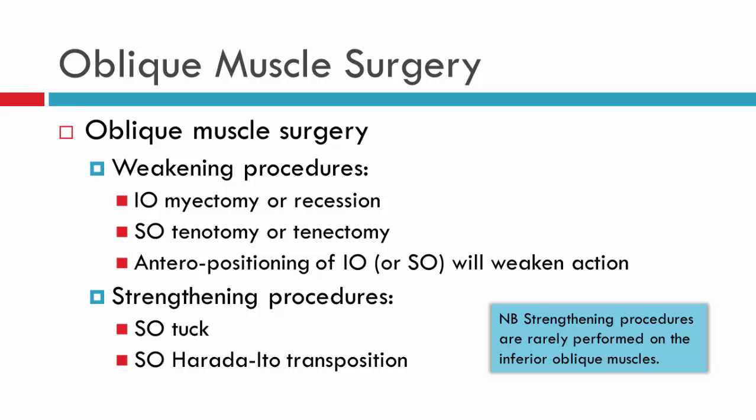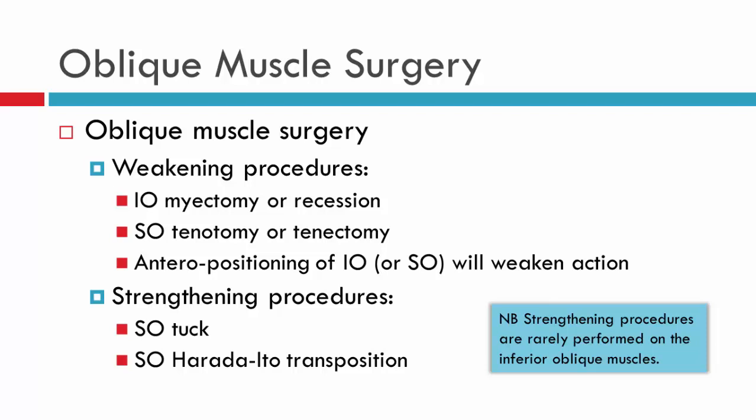So in terms of weakening procedures, the inferior oblique you could recess, however a myectomy could also be performed on this particular muscle. And a myectomy is where there is a part of the muscle that's removed in order to weaken it. The superior oblique can have a tenotomy or a tenectomy can be performed on the superior oblique. In these particular instances, the tenotomy is where the tendon is divided and as such is weakened. And the tenectomy is the removal of a part of the tendon, again, in an attempt to weaken it.